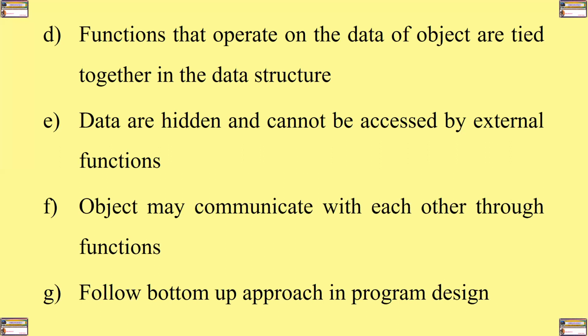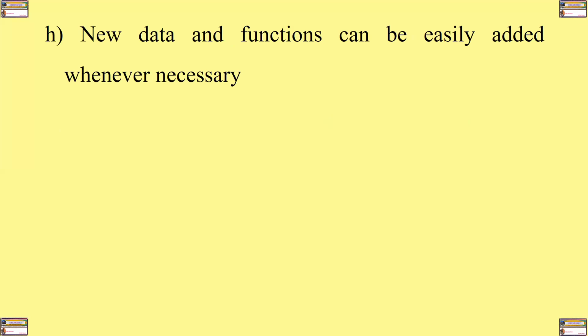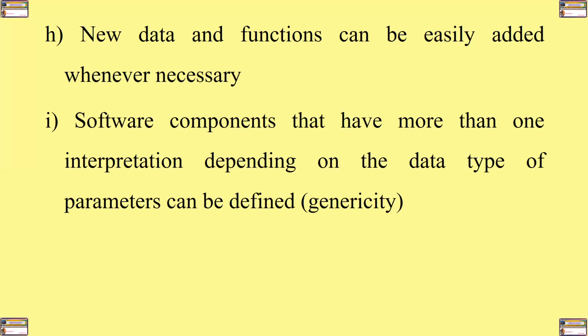Number seven, the programs, or the code, follow what we call bottom-up approach during program design. In addition, new data and functions can be easily added whenever necessary. Also, software components that have more than one interpretation, depending on the data type of parameters, can be defined. And that is what we call genericity.